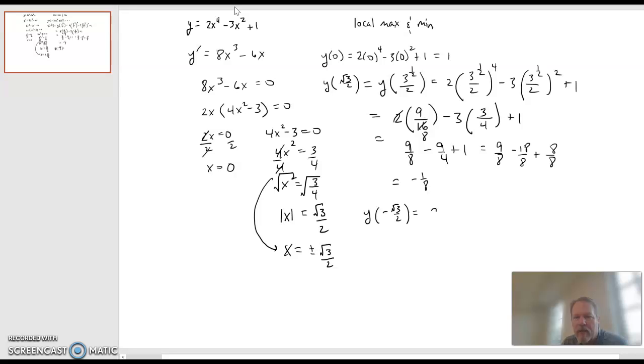That is 2 times negative 3 to the 1/2 over 2 to the 4th minus 3 times negative 3 to the 1/2 over 2 squared plus 1. If you take a negative 1 to the 4th power, it's positive. Take this negative 1 in front of the 3 to the square power, it's positive. So I get the exact same answer. I get back to negative 1/8.